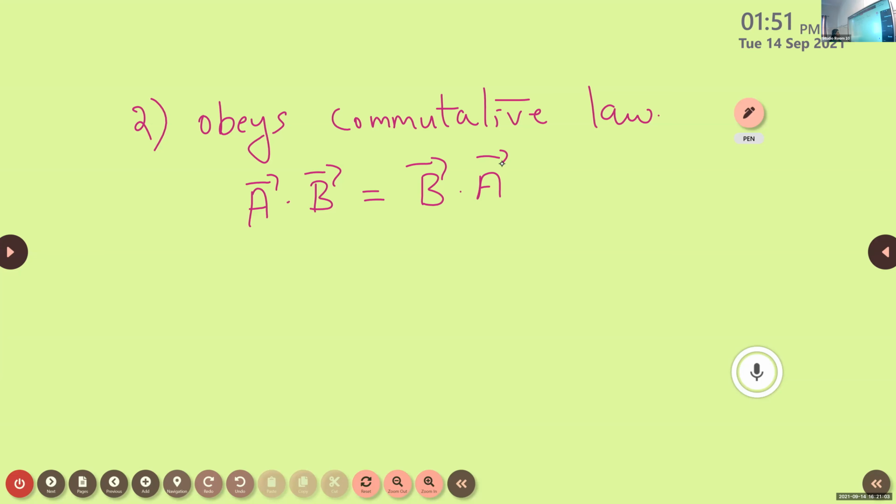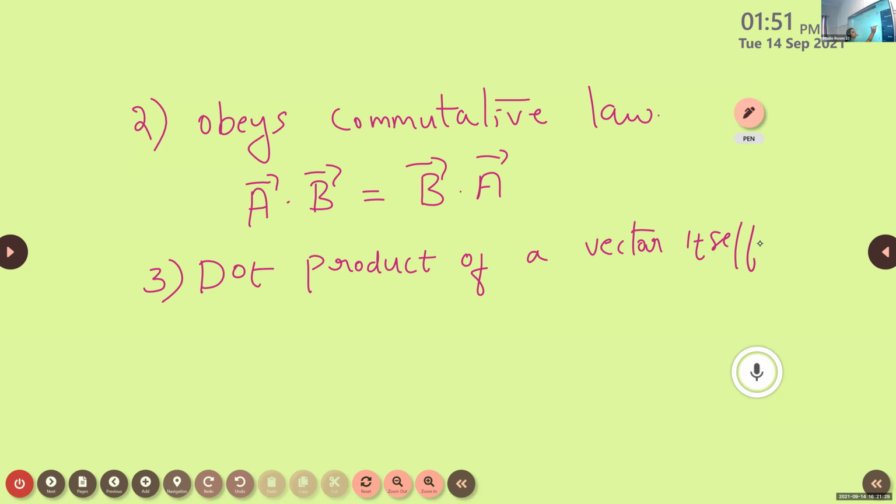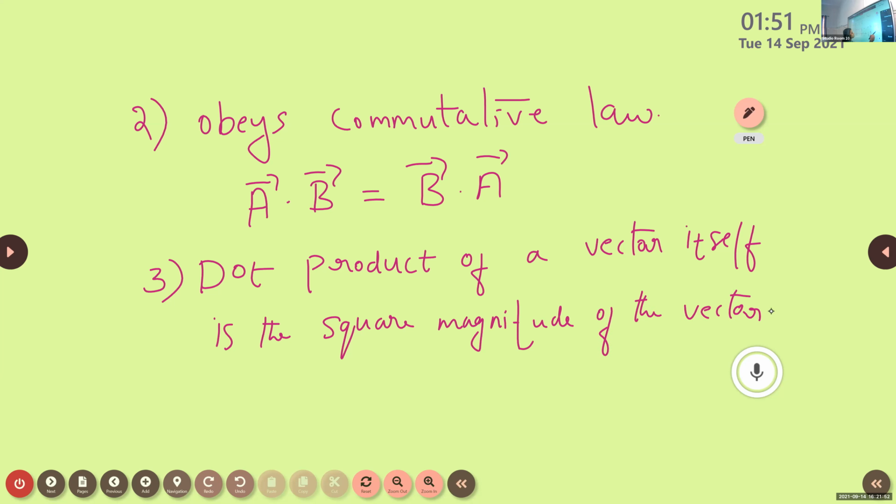Now, the third characteristic: the dot product of a vector with itself is the square of the magnitude of that vector. The dot product of a vector with itself is the square of the magnitude of the same vector.